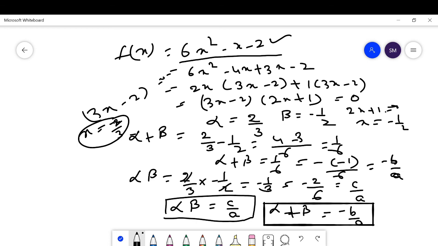Today this much. In my next class we will discuss the relationship between the zeros and coefficients of cubic polynomial and biquadratic polynomial, etc. In case of cubic polynomial we get 3 zeros, alpha, beta, gamma. In case of biquadratic we get 4 zeros. We will discuss this in the next class.